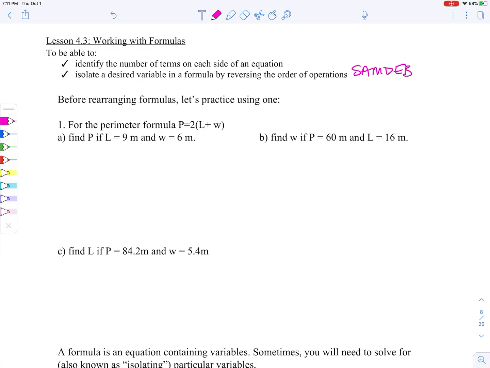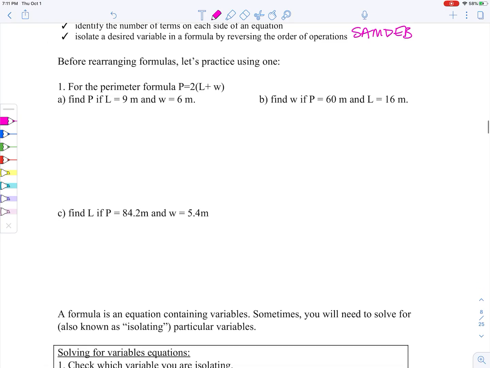So we're going to practice a little bit just using the perimeter formula. We know that the perimeter equals 2 times the length plus width. This is for a rectangle. You probably figured that one out. So if this is my length and this is my width, that highlighted in yellow would be the formula for it.